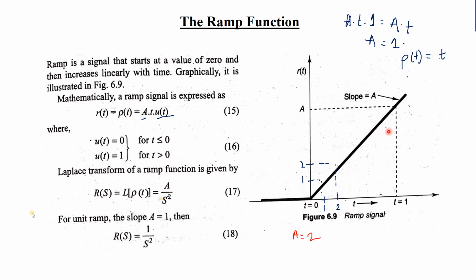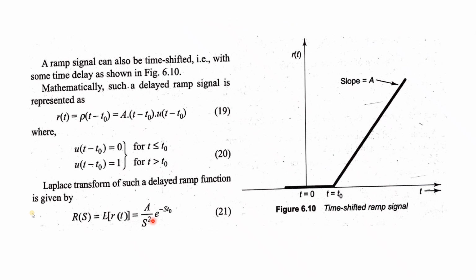Ramp function Laplace transform is a by s square. a is the slope. If the slope is 1, that means it is a unit ramp. The slope is unity, it is 1 by s square. So then what have we learned? We have learned that for an impulse, the Laplace is 1. For a step, the Laplace is 1 by s. For ramp, it is 1 by s square.